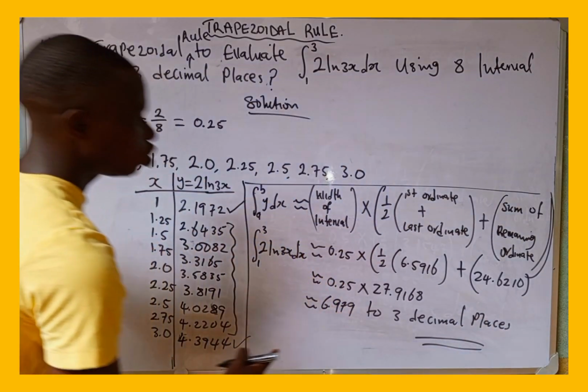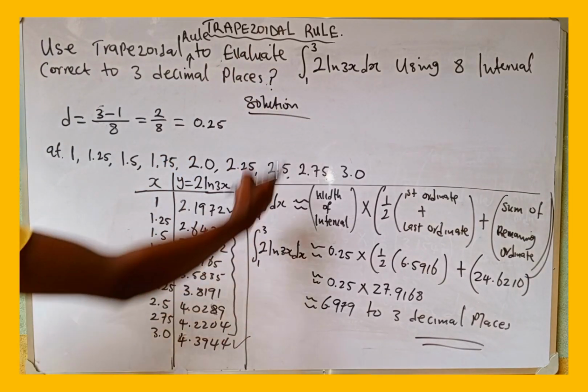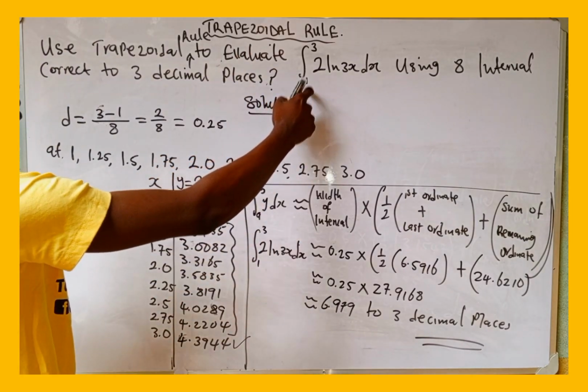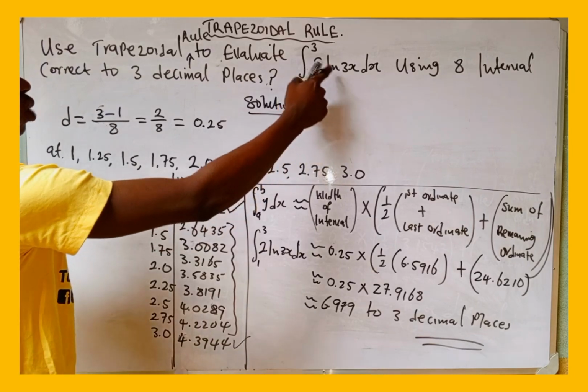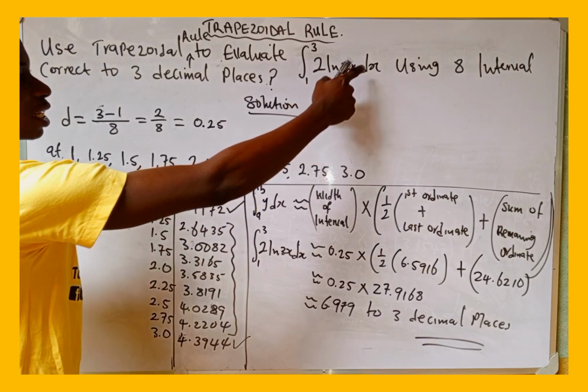So this is how to use trapezoidal rule to evaluate this integral. Integral of 1 to 3, this is the limit, 2 ln 3x dx.